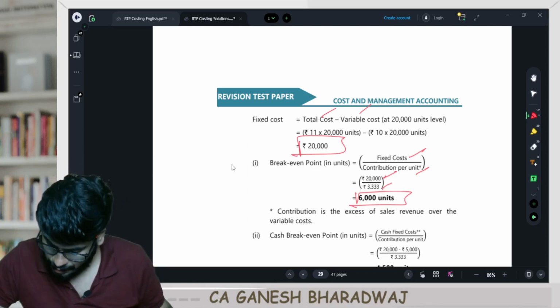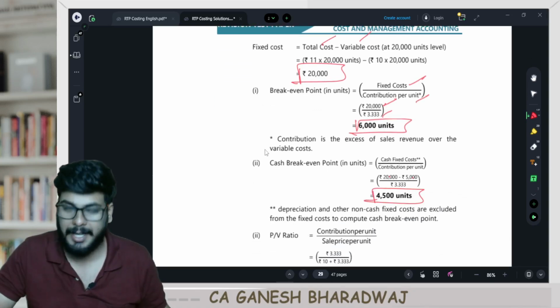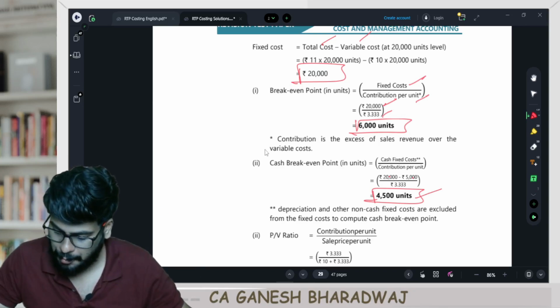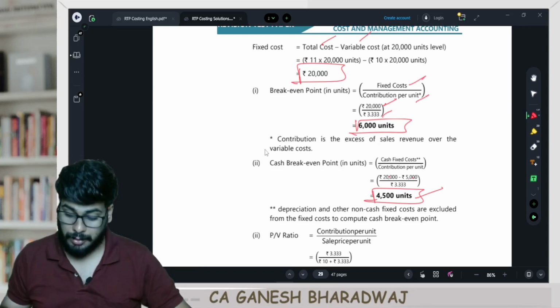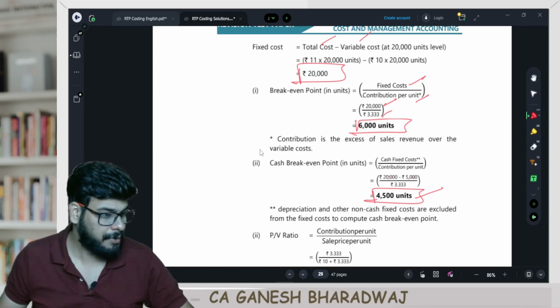It's going to be 15,000 rupees divided by 3.333. You get how much? So 20 minus 5, 15,000 divided by 3.33. You get how much? 4,500 units. That's going to be your cash fixed cost. And finally, what have they said? They have given that. Okay.